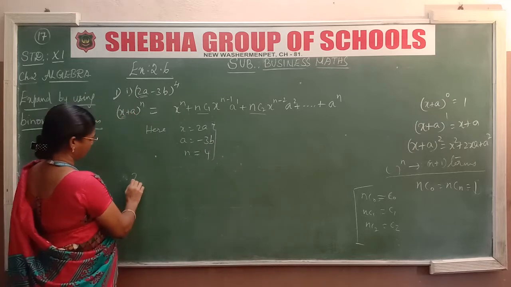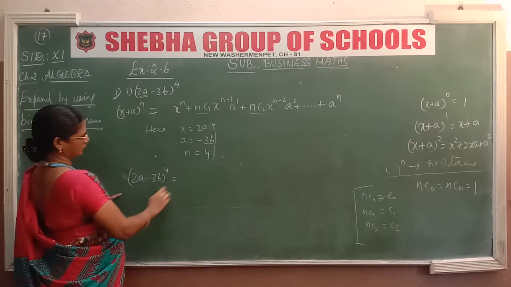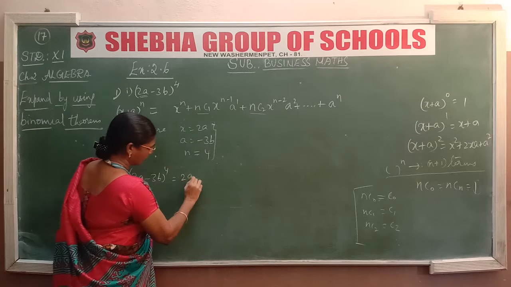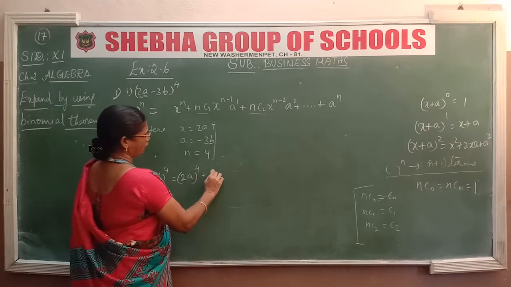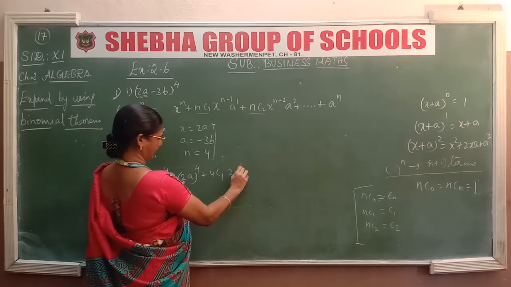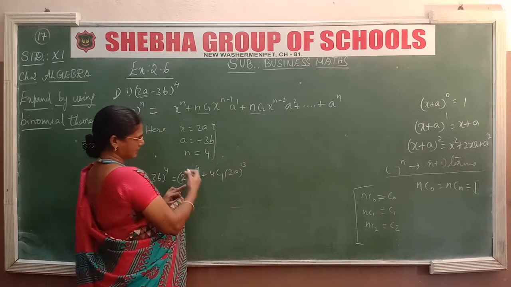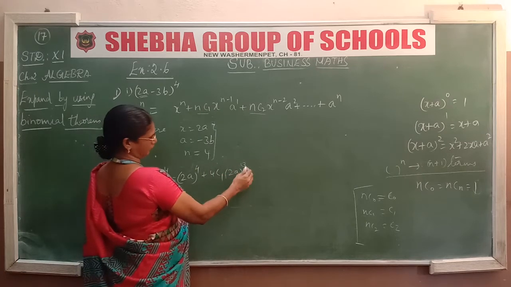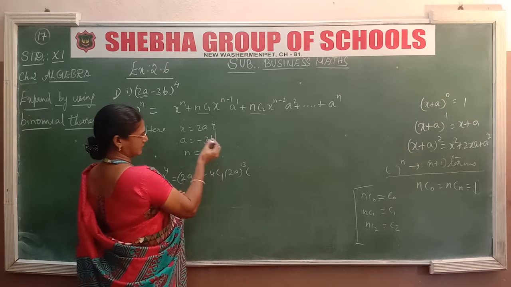So therefore (2a minus 3b) whole power 4 is equal to, first write x power n, that is (2a) whole power n, which is 4. Next 4c1 into x power n minus 1, that is (2a) power n minus 1, meaning 4 minus 1, that is 3. We just keep decreasing the power: power 4, next step power 3. Next into a. What is a here? a is minus 3b.